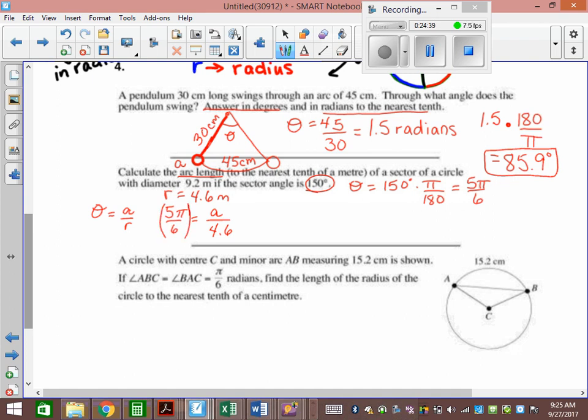So I want to get A by itself. A is being divided by 4.6, so what am I going to do? Multiply. So what's 4.6 times 5 pi divided by 6? What do you get? To the nearest tenth, sorry. 12.0? 12.0 meters, because the units have to be the same, right? Make sense?